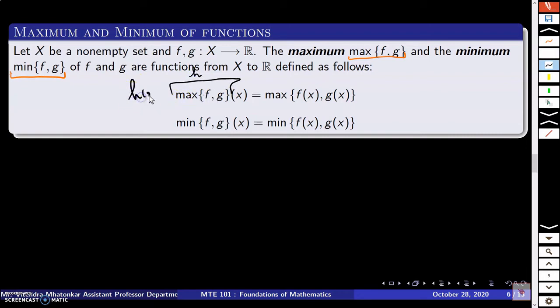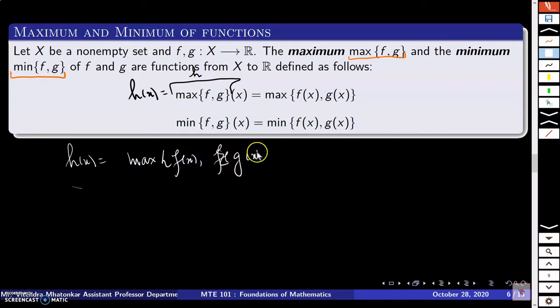Okay, so you can call this h of x if you wish. The maximum of f and g is a function, and it is defined to be the maximum of these two points, f of x and g of x. So you can think of that h of x to be the maximum of the points f of x and g of x.